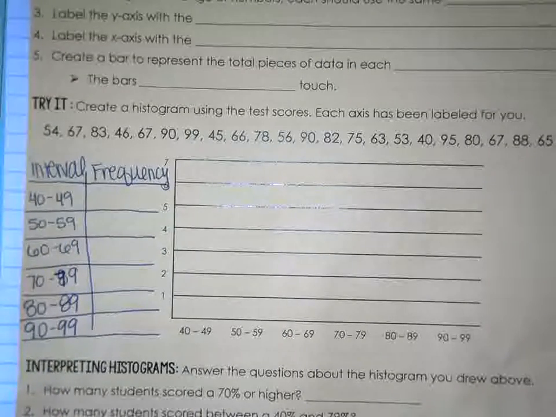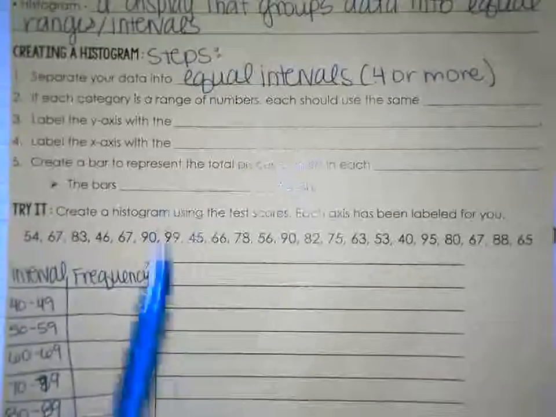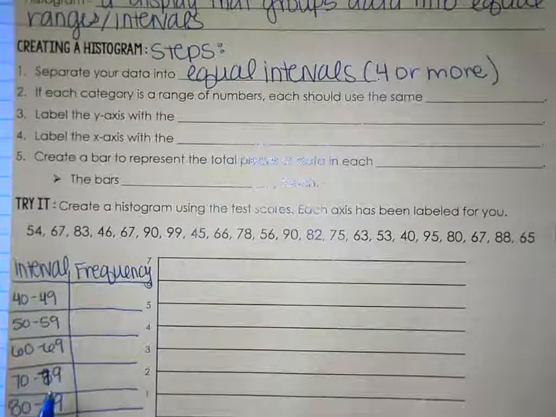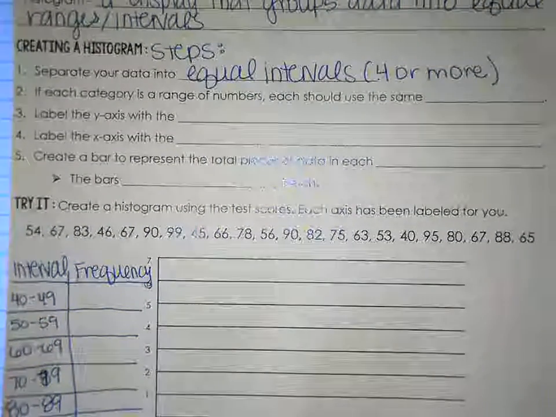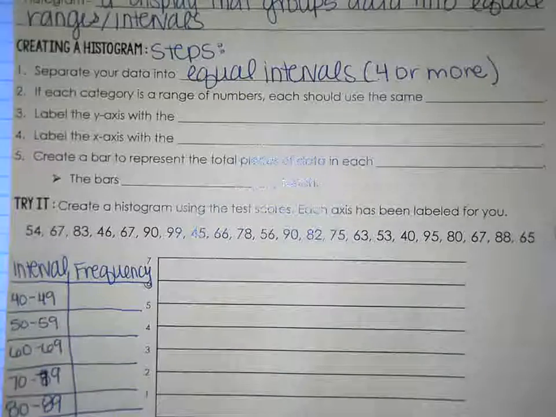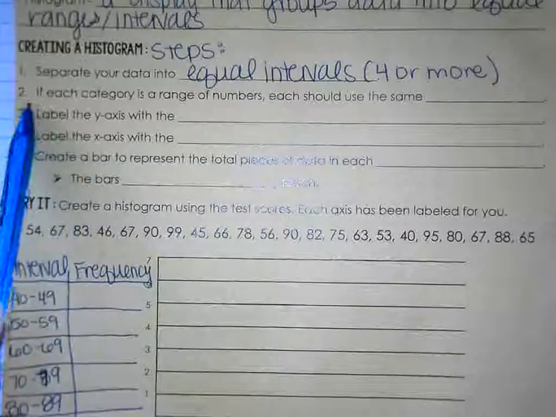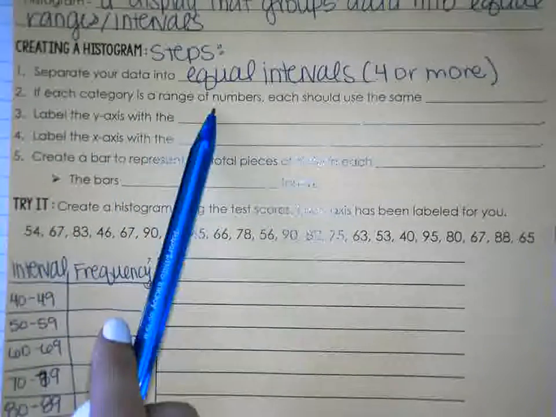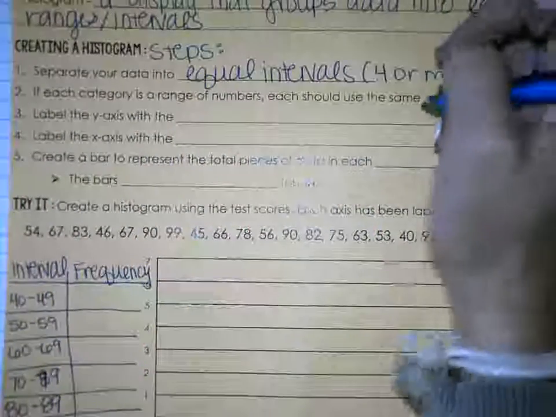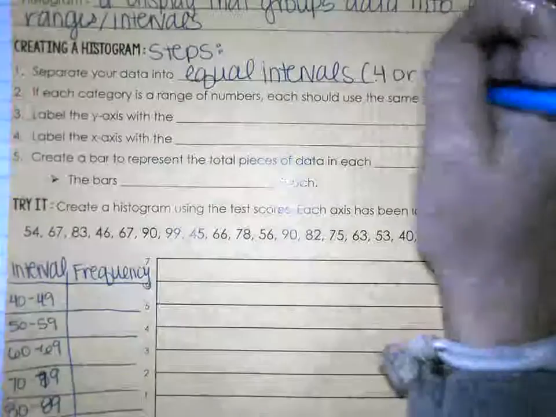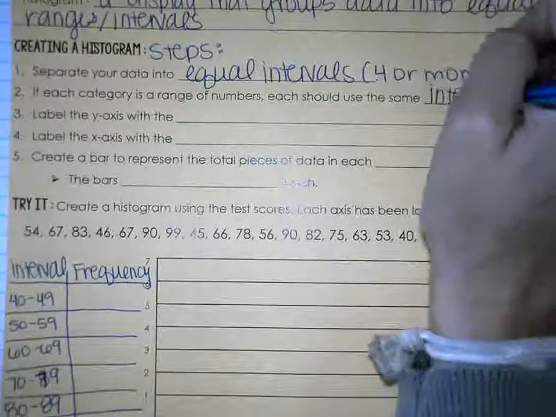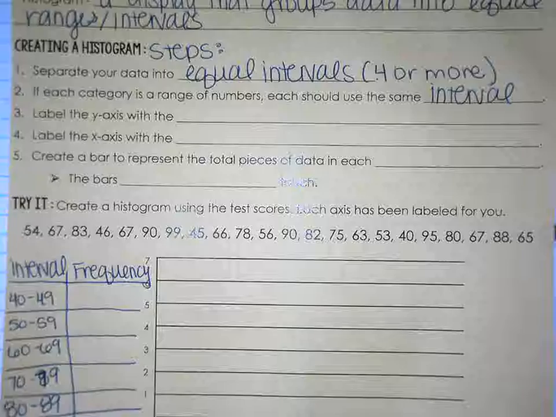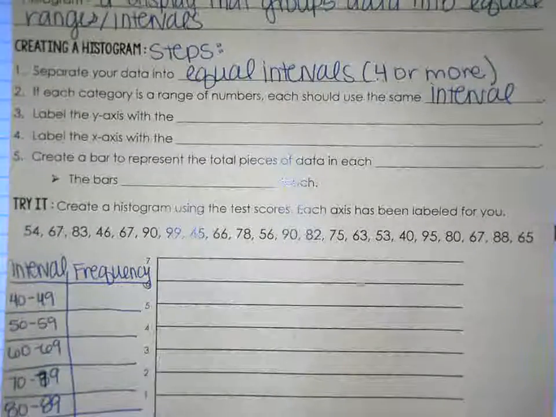If you're not consistent, you will automatically get it wrong because it is not equal, and your intervals have to be equal. So that is step 1, coming up with the intervals. This one did it for you. Other ones you will have to do on your own. So then step 2, once you've come up with your interval, is each category is a range of numbers, and they each should use the same interval. So that's kind of what we just talked about. They have to have the same interval. Have to.